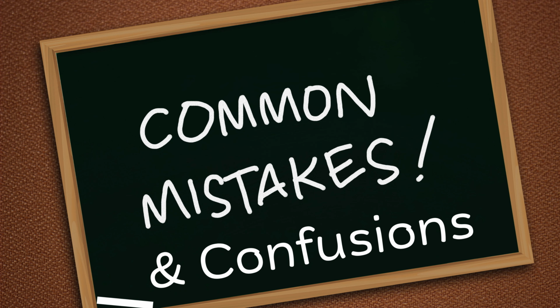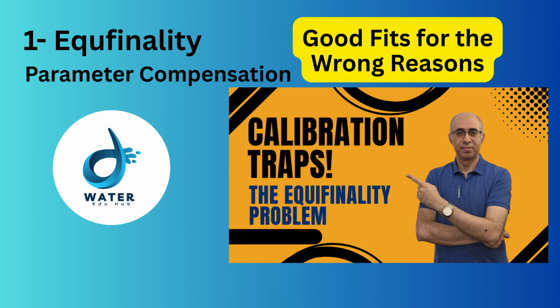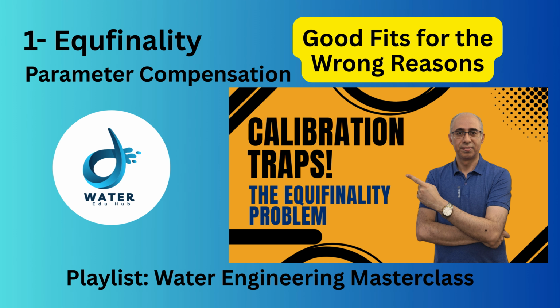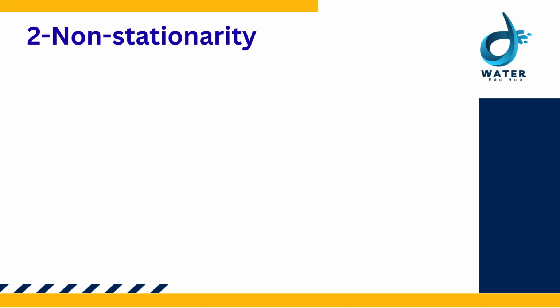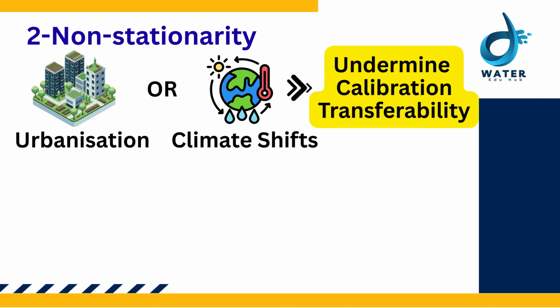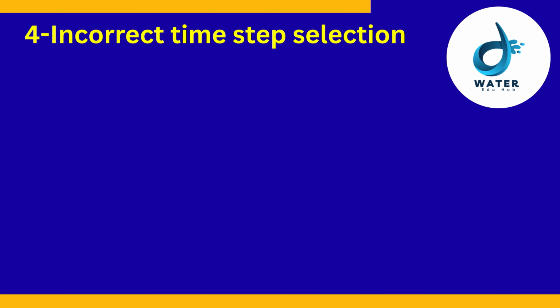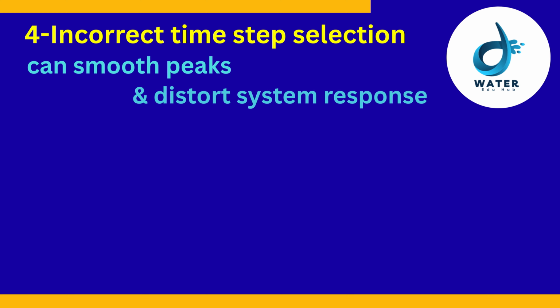Several pitfalls repeatedly appear in practice. First is the equifinality, which can produce good fits for the wrong reasons through parameter compensation. If you would like to know more about equifinality and ways to avoid it, please watch our video on this topic. Second is the non-stationarity. Urbanization or climate shifts can undermine calibration transferability. Third, unrealistic parameters, which can weaken physical credibility. Fourth, incorrect timestep selection, which can smooth peaks and distort system response.